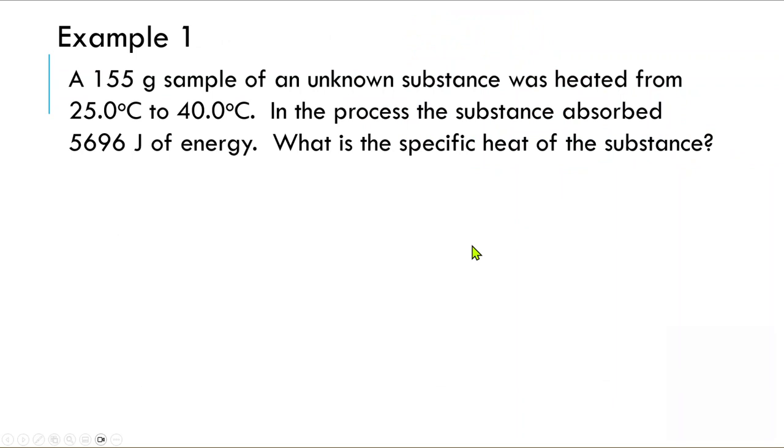All right, so let's look at an example. This one says a 155 gram sample of an unknown substance was heated from 25 to 40 Celsius. In the process, the substance absorbed 5,696 joules of energy. What is the specific heat? So one really important thing to do, especially when facing these word problems, is actually label the problem.